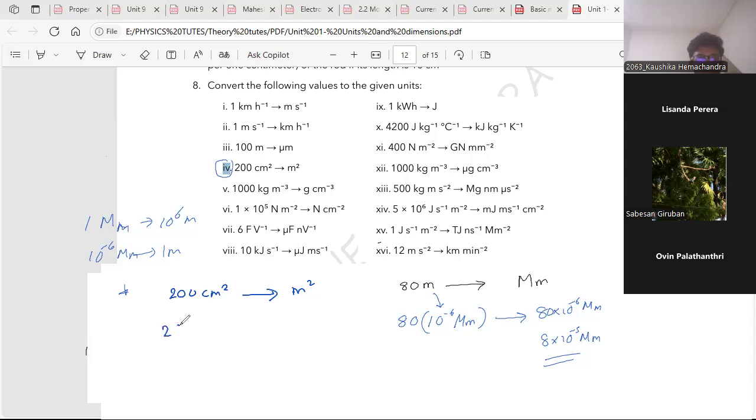Nice. So 200 centimeter to meter, so when converting to meters the value decreases. So that's 10 to the power minus 2 meters. 1 centimeter is 10 to the power minus 2 meters. That value squared, so 200 into 10 to the power minus 4, no? Minus 2 into 2 is minus 4 meters square. So 2 into 10 to the power minus 2 meters square. Okay, Neil.